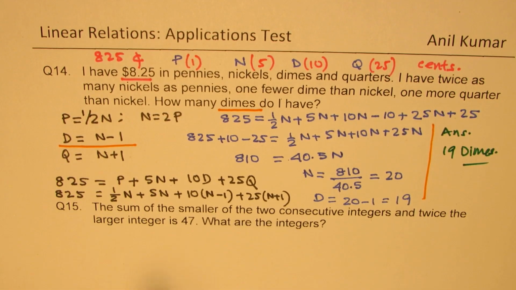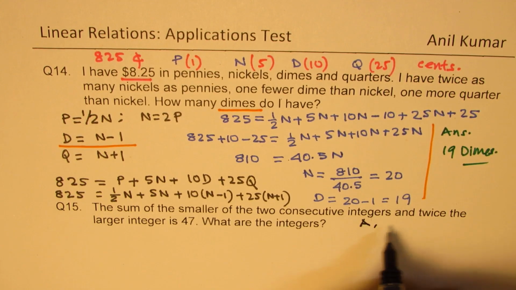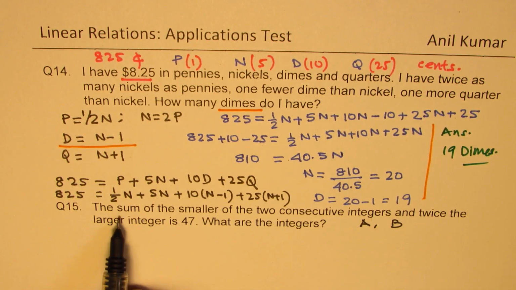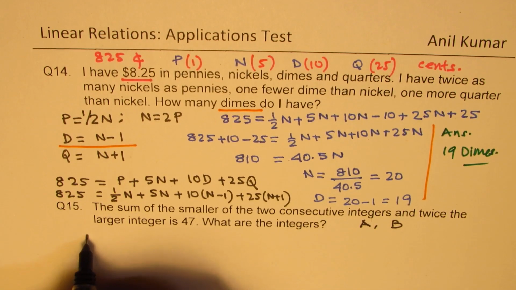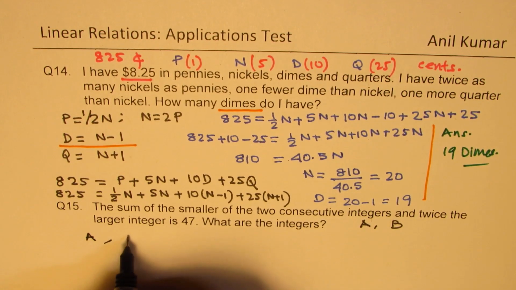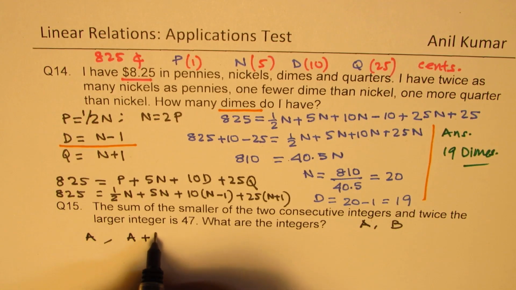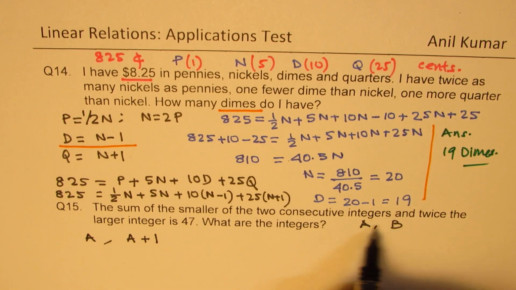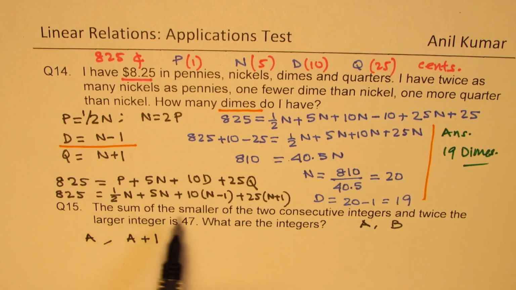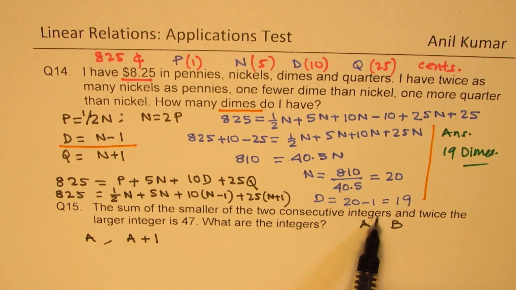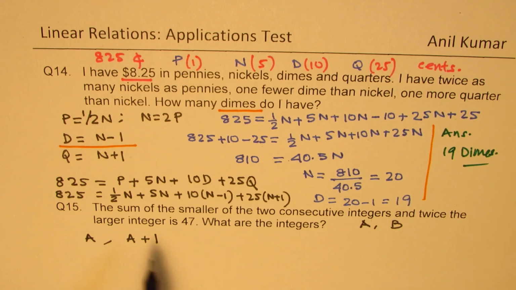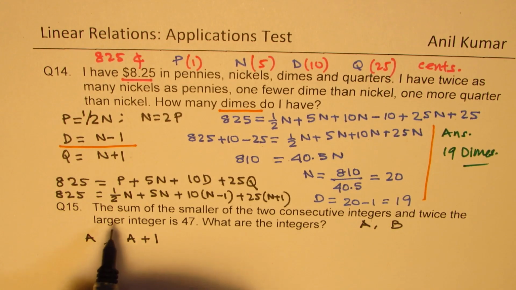Now we're talking about two integers. So let the integers be a and b, right? Now it says the sum of the smaller of the two consecutive. When we say consecutive, that means we are talking about a and the other one is a plus 1. That b should be a plus 1. So the sum of the smaller of the two consecutive integers and twice the larger integer is 47.